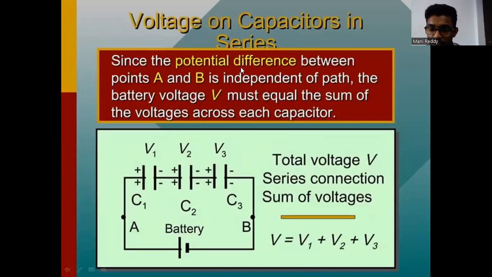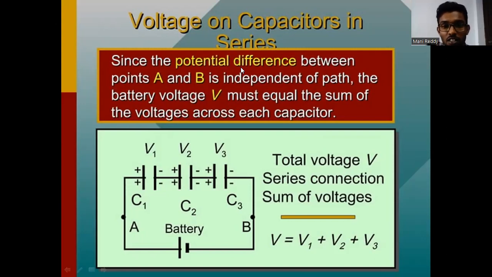Voltage on capacitors in a series connection. In the previous slide, in the second slide, we saw how a series connection is made by capacitors, and we saw that the charge on each capacitor in a series connection is the same. Now, is the voltage on capacitors in series the same or different?